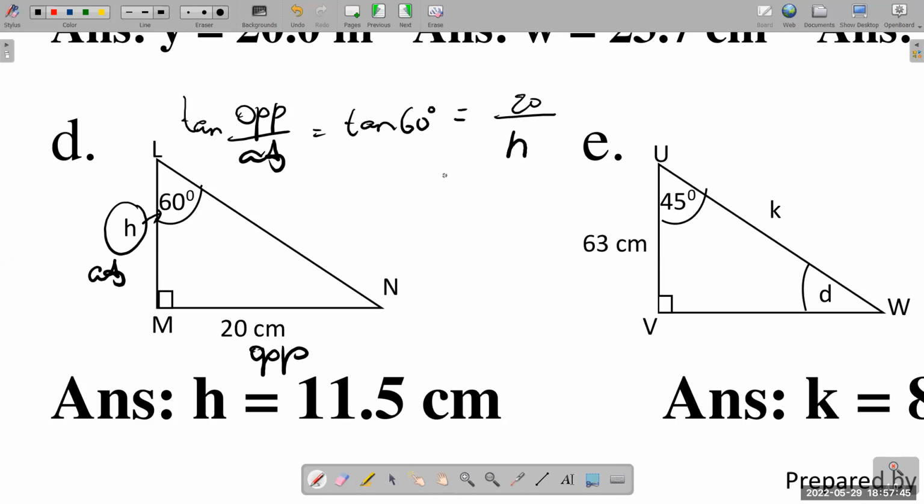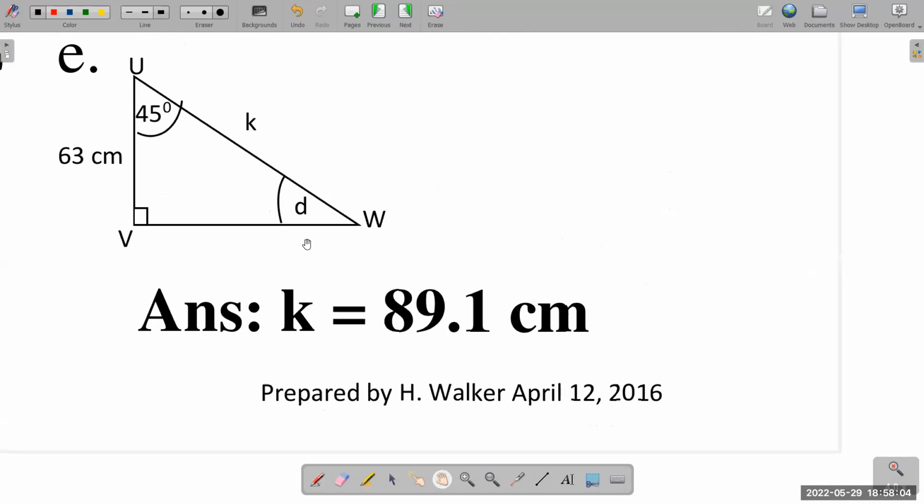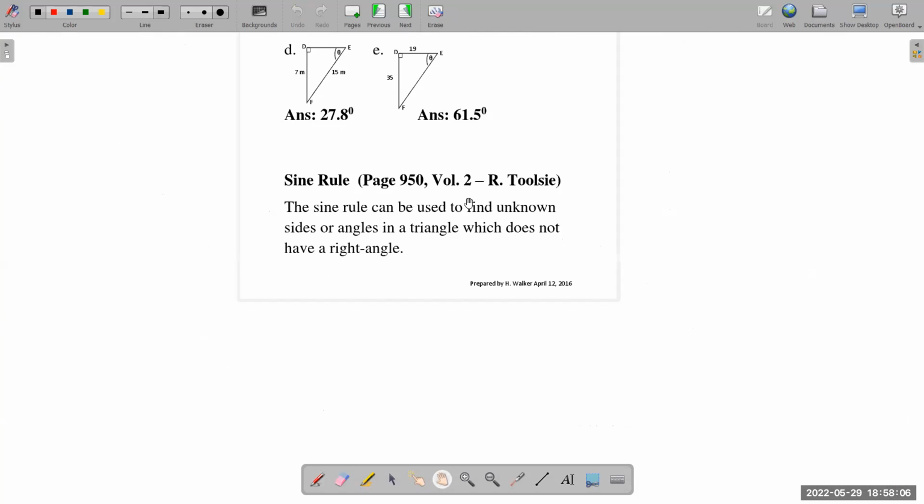How do I solve this, guys? Anybody remember? We switch H. So H is equal to 20 over tan 60. How do I get tan 60? We put it in a calculator, right or wrong? I'm not calculating anything. I'm just going through this because we should know how to do these things already. No, I want us to do an example where we have to find the missing angle.